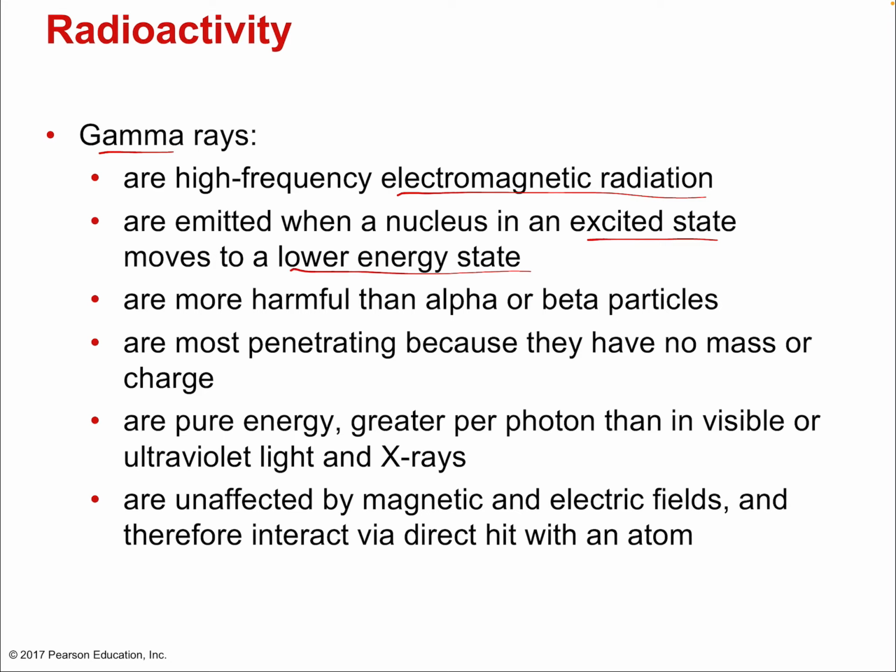So it's pure energy, greater per photon than in visible light, ultraviolet, or X-rays. It's unaffected by magnetic and electric fields. And the only way to stop it is thick lead shielding, okay? So it's stopped by lead, and a thick amount of lead. So we're talking, not a meter of lead necessarily, but many centimeters of lead. So you need significant amounts, or about a meter of concrete, about 3 feet of concrete, to stop a gamma ray.